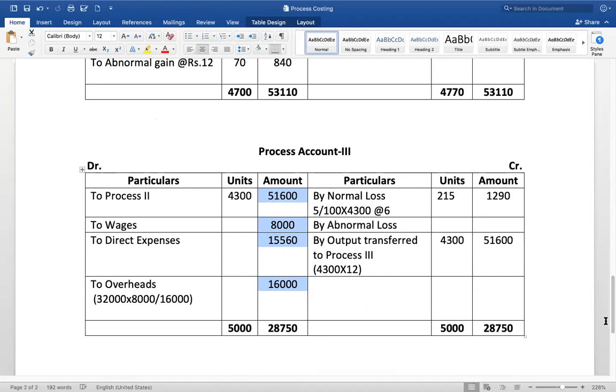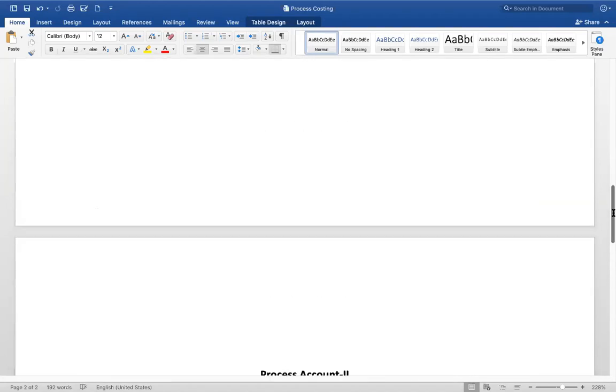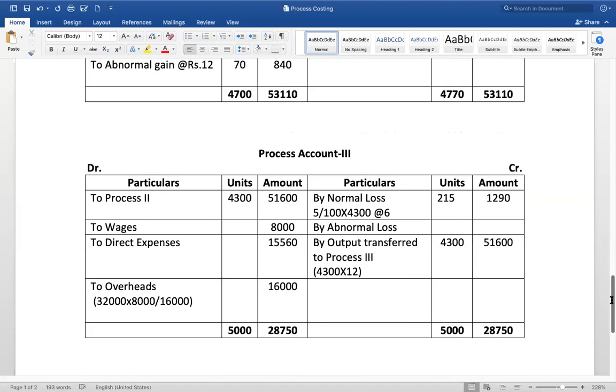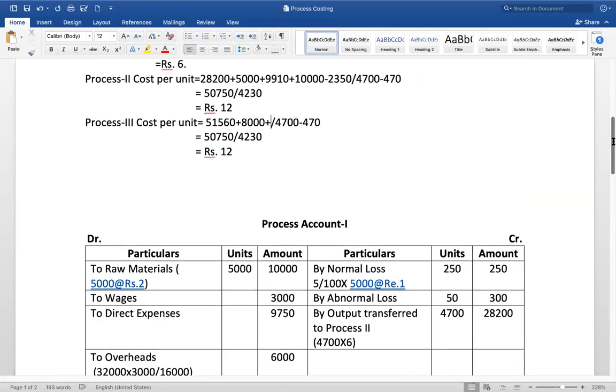Just note down and dictate to me when I'm writing there. 51,600, 8,000, 15,560, 16,000. Yeah, come again. 51,600 plus 8,000 plus 15,560 plus 16,000.